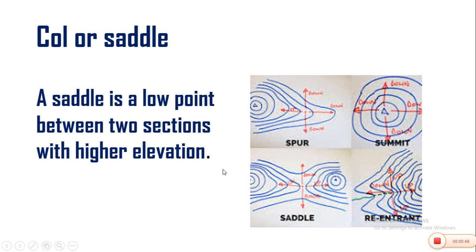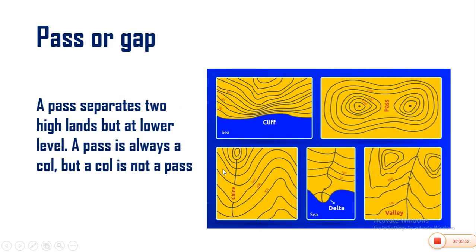Now let's look at a gap or a pass. A gap or a pass separates two highlands but at a lower level. A pass is always a col, but a col is not a pass. I've said that before. This is how a pass is represented on a topographic map. These are two highlands. This is a highland, this is another highland. Then the gap between them is what we call a pass or a gap.